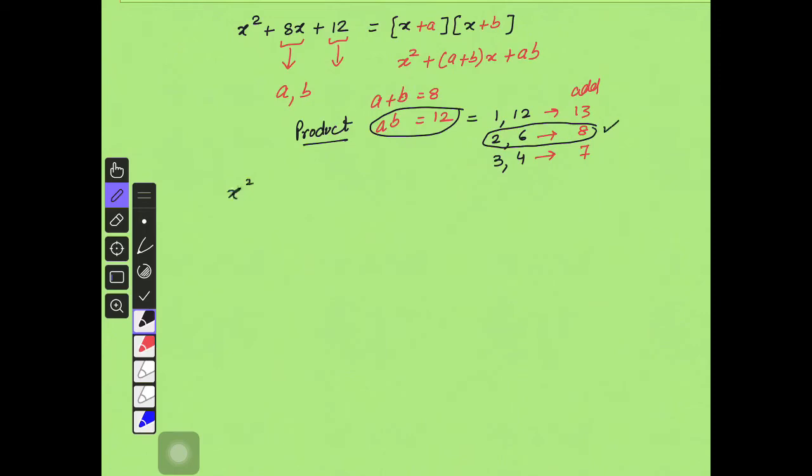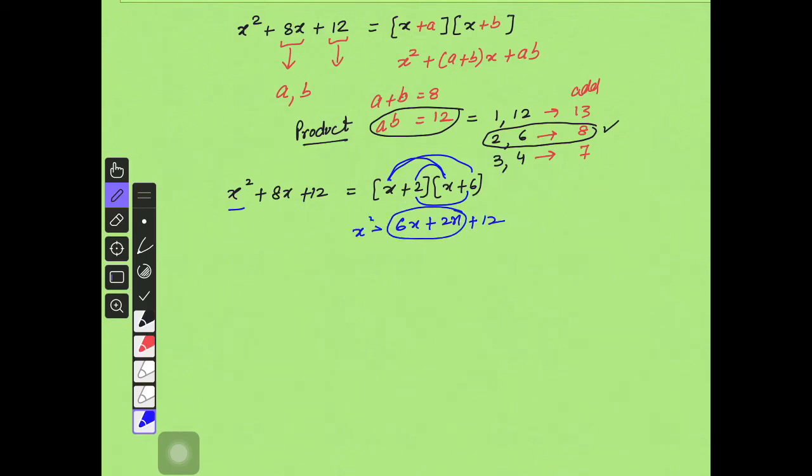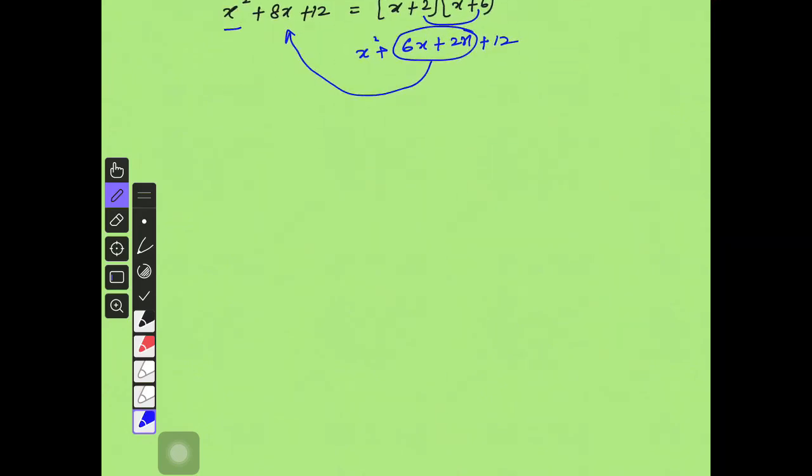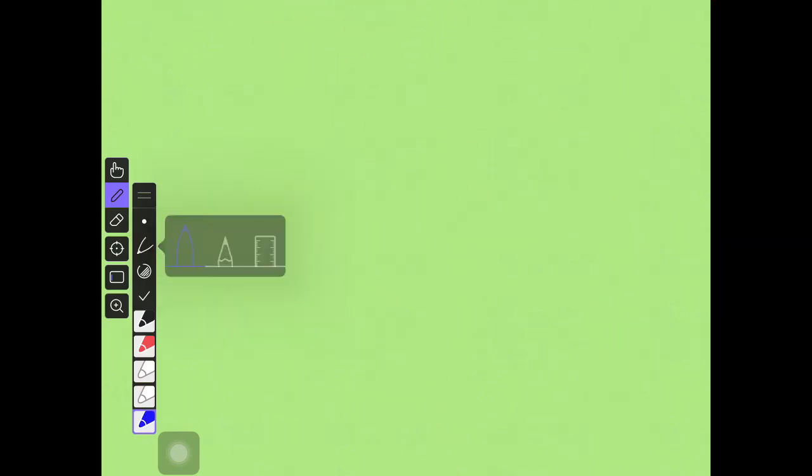So the numbers which satisfy both properties, sum and product, will be the factors. So we can write x plus 2 times x plus 6. You can check using the distributing property: 2 times 6 is 12, and 2 plus 6 is 8. That's how you can verify if you got the correct factors or not. That's the splitting of the middle term. We split 8x as 6x plus 2x so that we can get the factors x plus 2 and x plus 6.